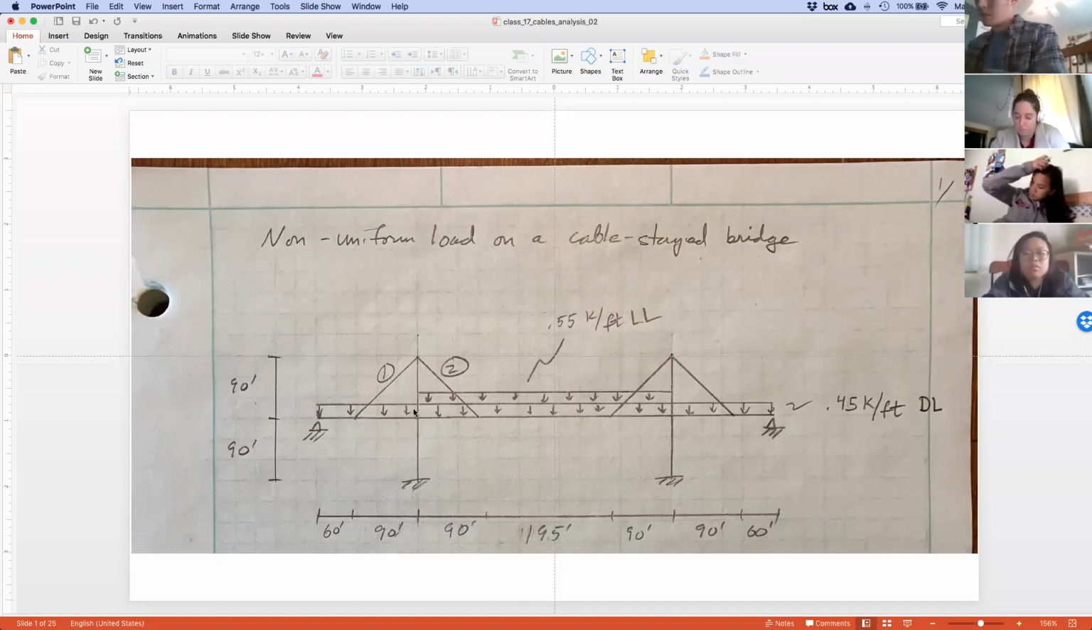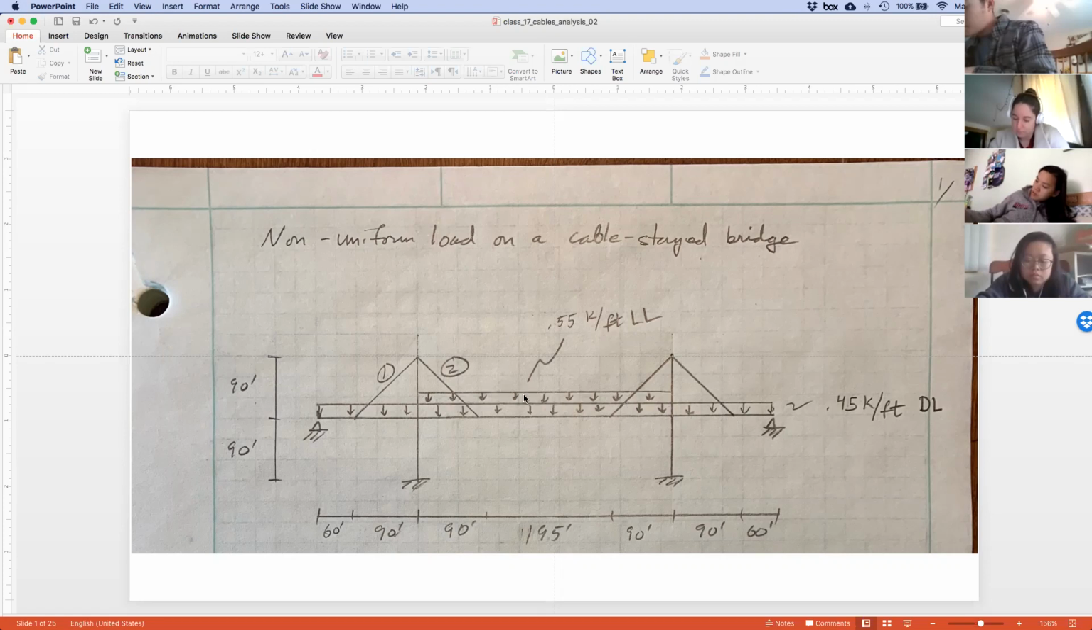I have split the load into two parts, 0.45 kips per foot, which I've applied to the entire bridge. Let's imagine that as being basically the dead load. And then another 0.55 kips per foot that we can imagine being live load. And I've put that only on the main or central span of the bridge, all right?